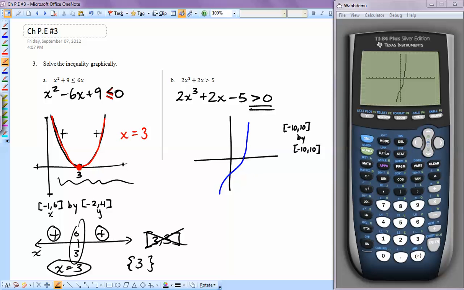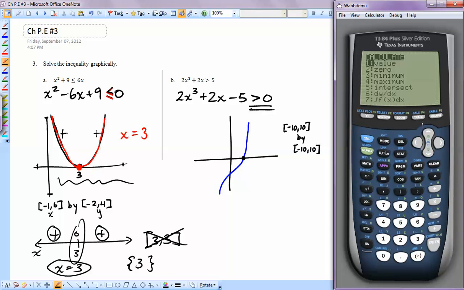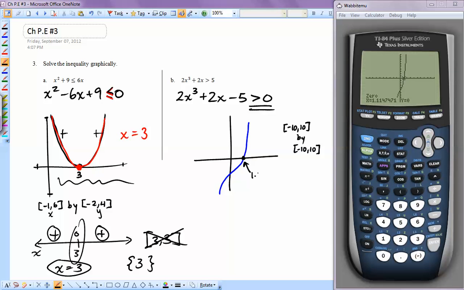The important feature is when it actually hits the 0, right? So I'm going to go second calc, option 2. It's already on the left of the 0, so I'll just hit enter. I'll scroll over this time. So that's on the right of the 0, and then I'll move it about there and guess that's the 0. So the 0 ends up being 1.1147, let's say. If you wanted it rounded to 3 decimal places, 1.115.